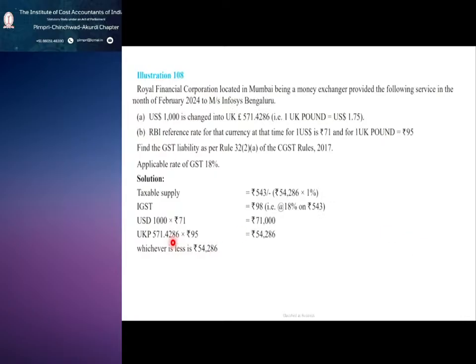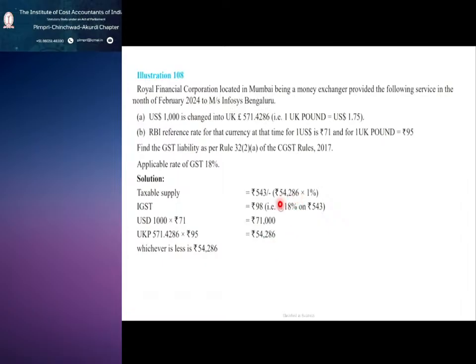First step will be US dollar, how much? 1000. And what is the INR exchange rate? Which is 71. So 1000 into 71, 71,000. Next step is UK pound, 571 into 95. How much does it come to? 54,000. So whichever is less, you need to calculate whichever is less.